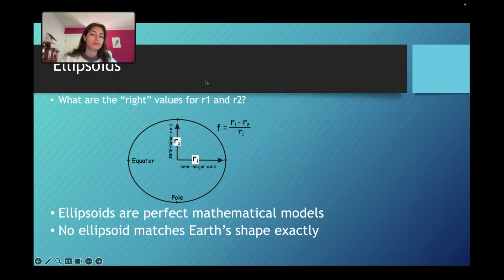So I hate how I structured these slides. I'm going to apologize, it's a little jumpy, but there's another thing called an ellipsoid. You can think of an ellipsoid kind of as that oblate spheroid in the sense that it's wider than it is tall. They are perfect mathematical models, but they don't fit the shape of the Earth exactly. You could ignore the function that we have up here.